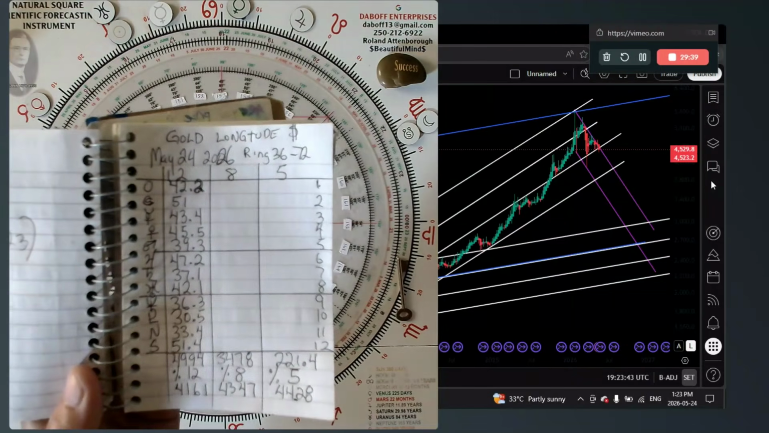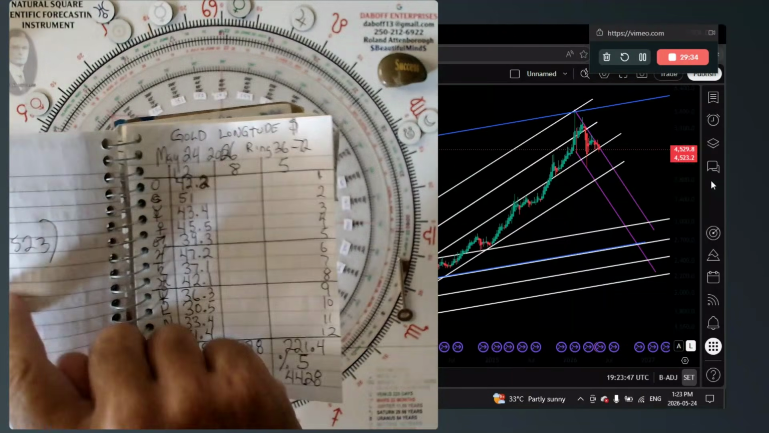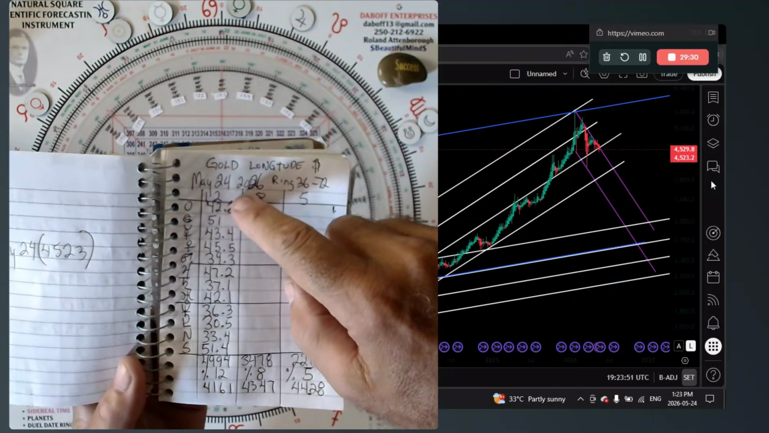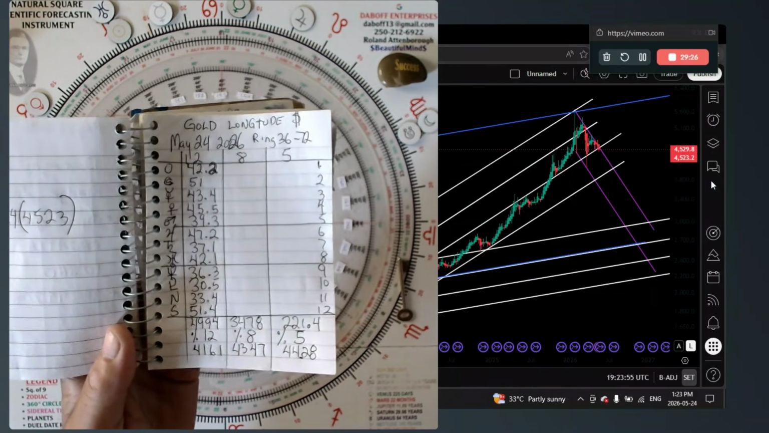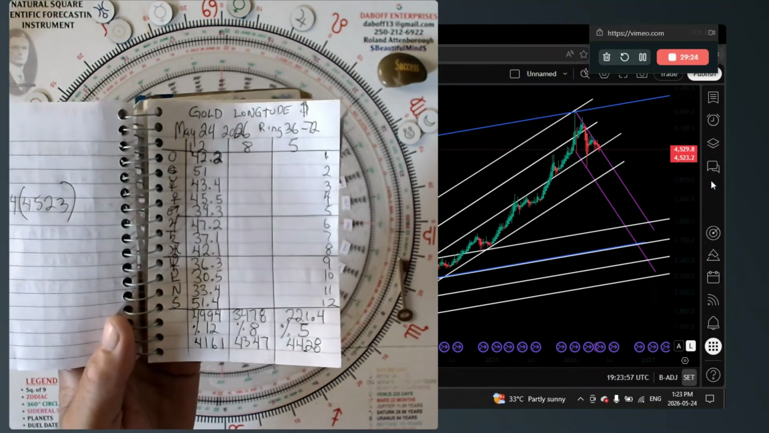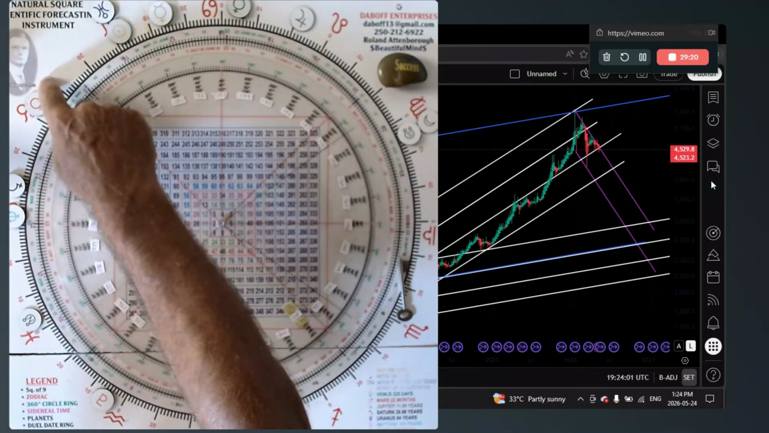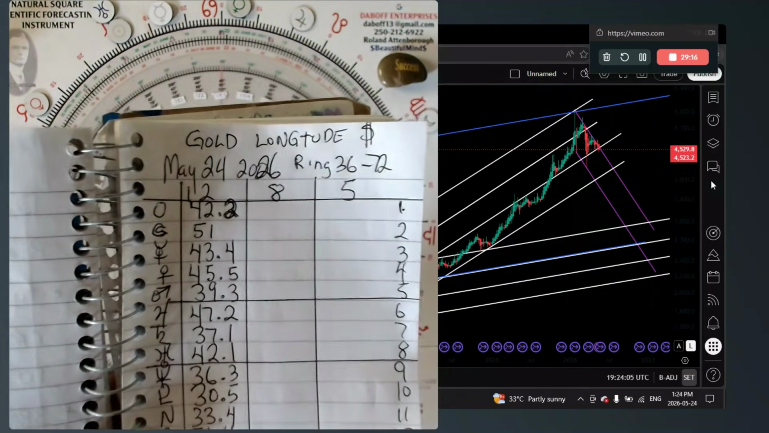So this is where all the planets are today, May 24th. We're doing a mean of 12, cycle of 8, and a mean of 5. We're using the circle. These are the methods of my teacher, William Gann. He's taught me everything in all his books and courses, and I wanted to show this with you.